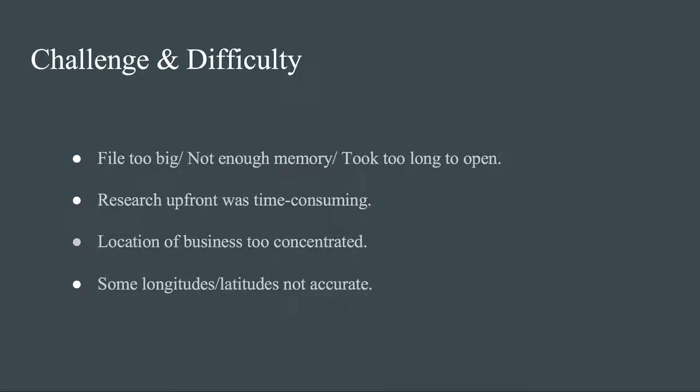What's more, the locations of businesses were too concentrated. We found that only 8 states have enough data records to analyze, and within those 8 states, the majority of data were collected from 1 or 2 big cities. Last but not least, some longitude or latitude data for businesses are not accurate, which is the reason that we gave up making a more detailed map of business allocation.